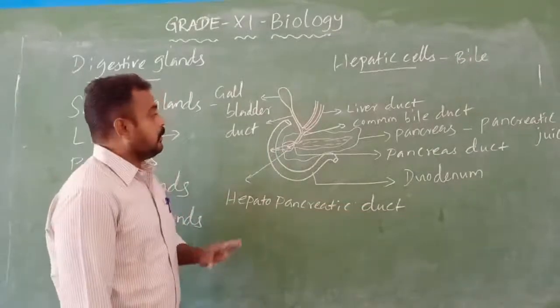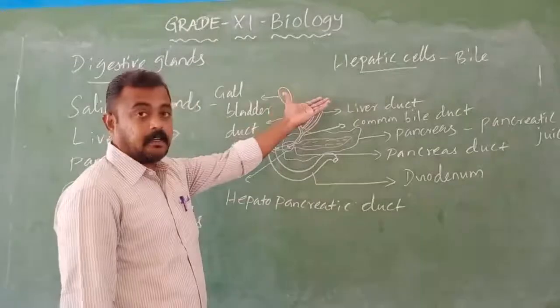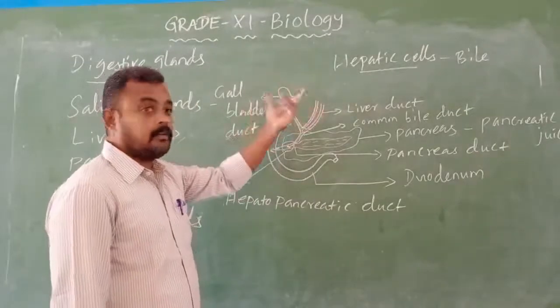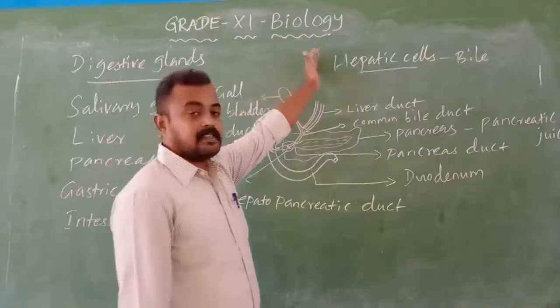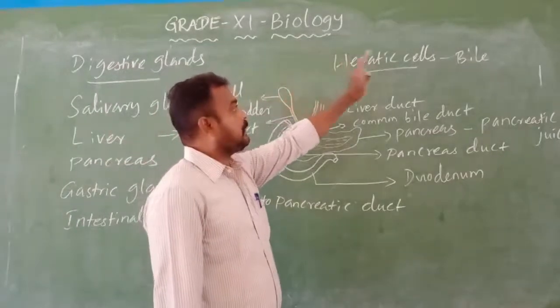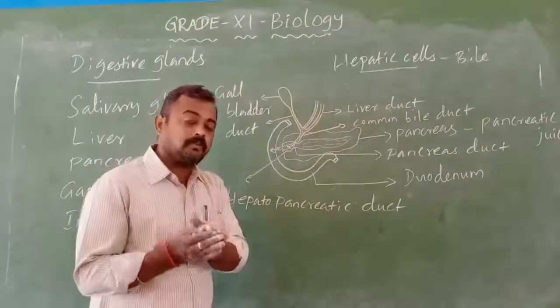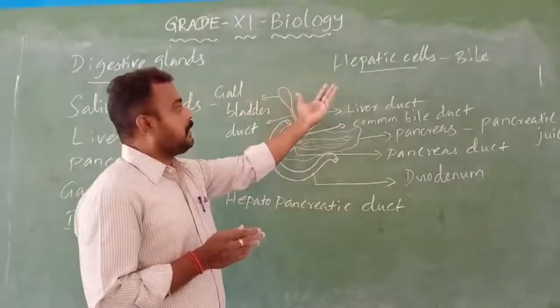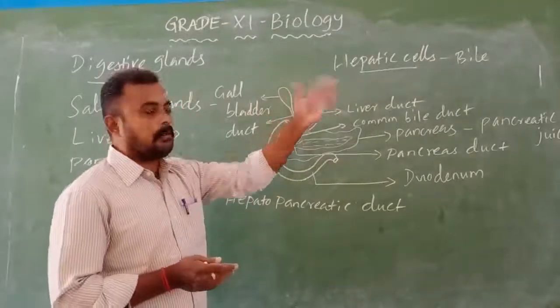Okay, did you understand that? So first, the liver has two lobes. The lobes consist of hepatic lobules, which are the unit of the liver. Then the hepatic cells present in the lobules secrete bile juice.